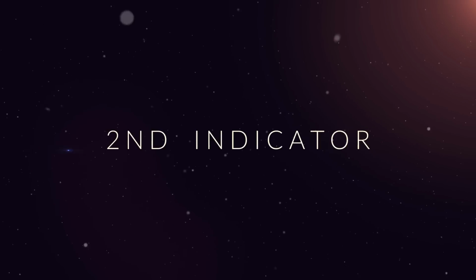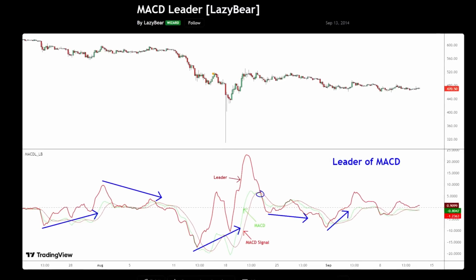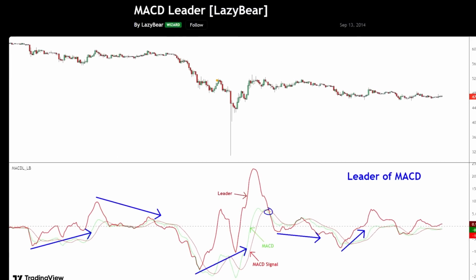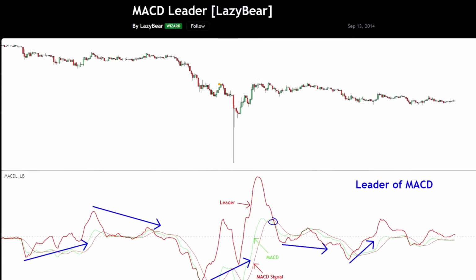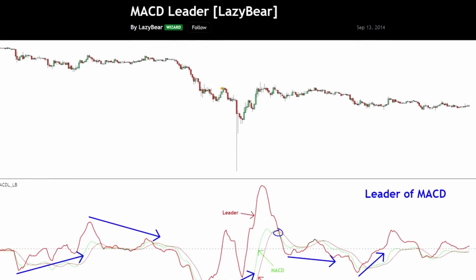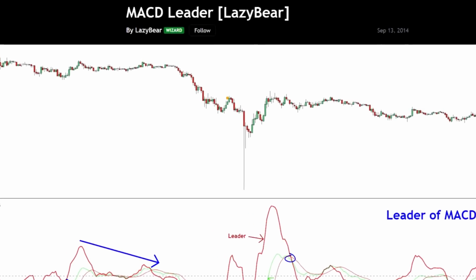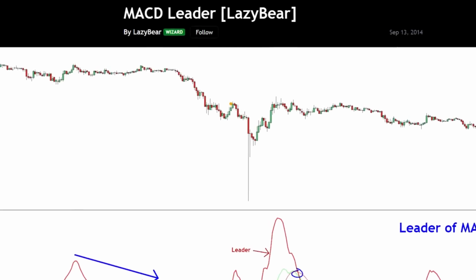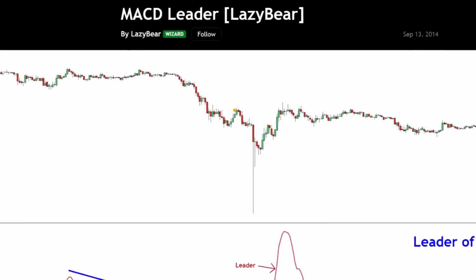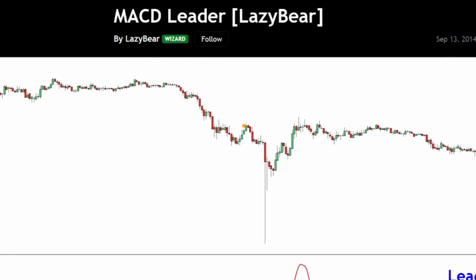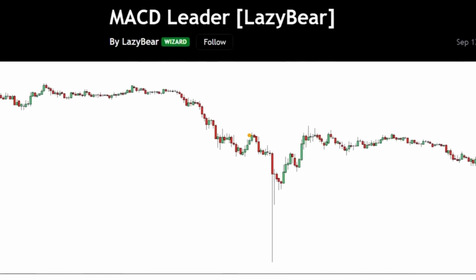Let's talk about our second indicator, the MACD leader. You can see since MACD uses moving averages, it tends to lag behind the price, which can be a bummer. While we can't totally get rid of the lag, there's a neat trick called zero lag that can help. It works by adding a bit of the price MA difference back to the MA. The MACD leader uses this technique to give us a leading signal for MACD.